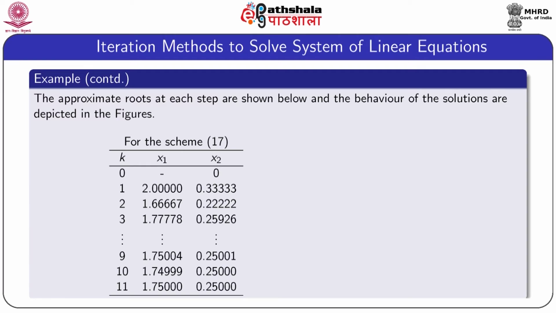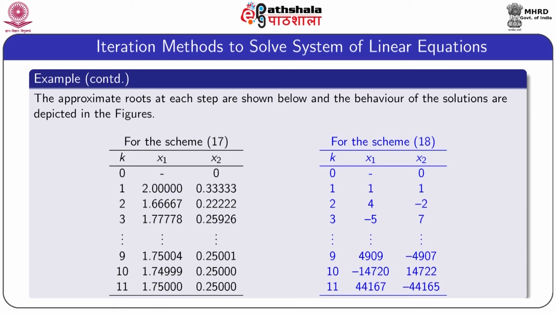So, for these two iteration schemes we obtain the two tables of values. The first iteration scheme, that means the iteration scheme for equation 17, converges to a root, and we have seen that the 10th and 11th iterations give almost the same solution for the variables x1 and x2. That means this iteration scheme converges to a solution.